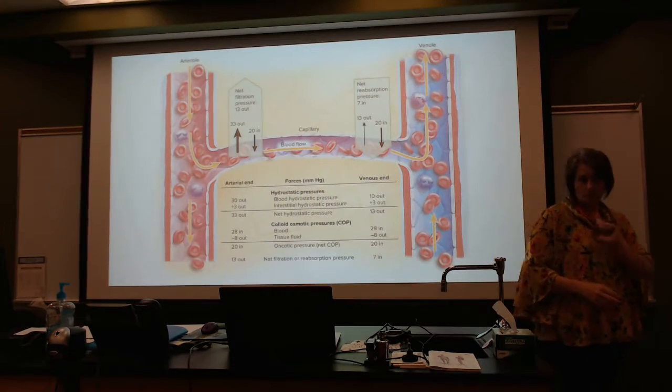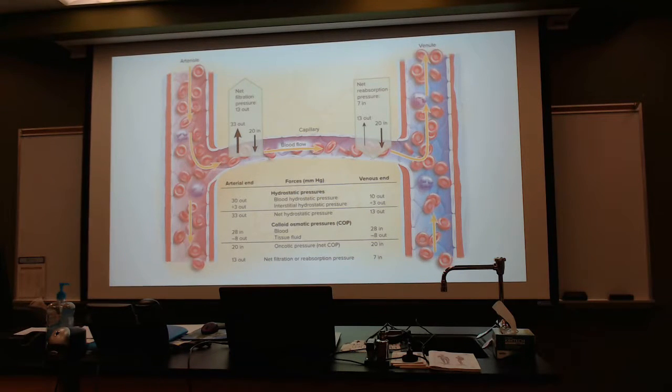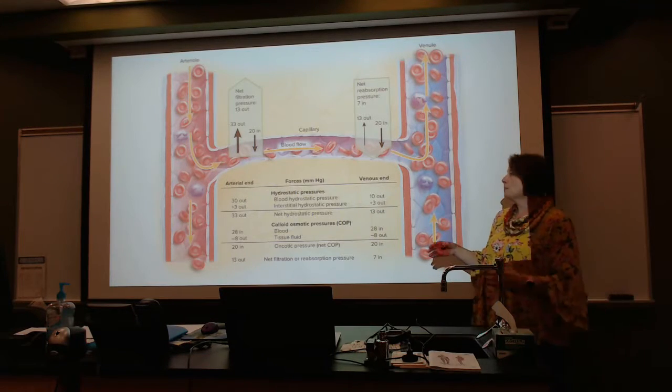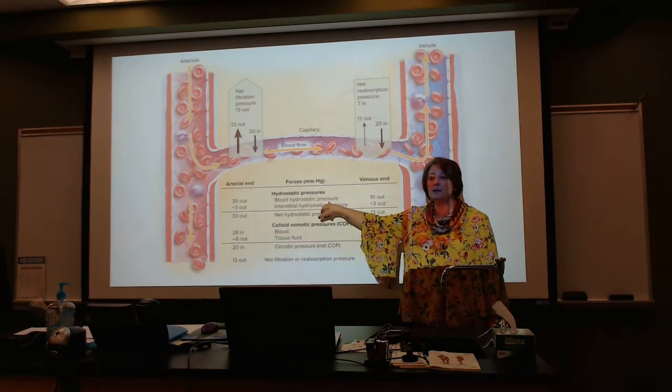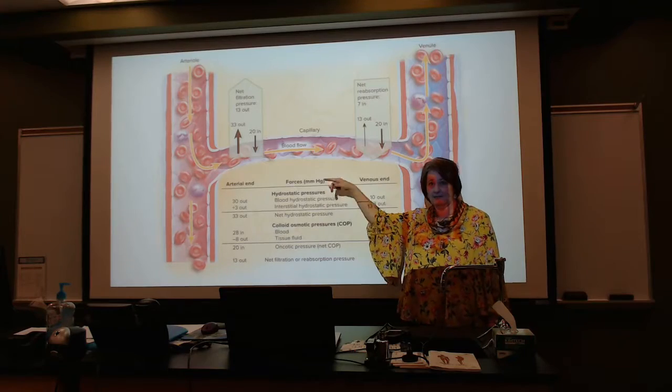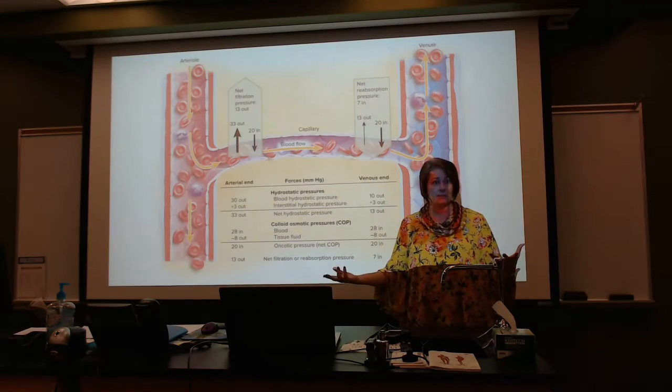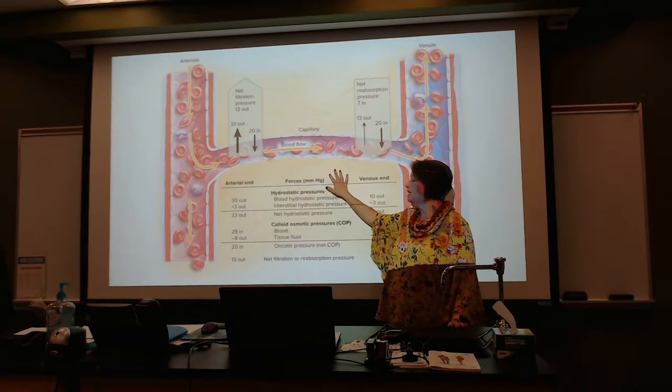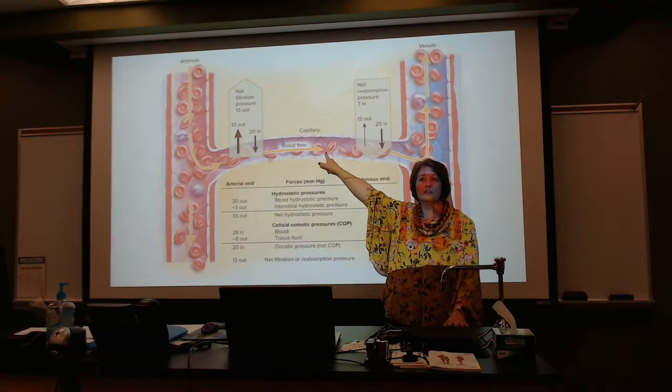The goal on the arterial end is to move out materials that are needed for the cells. The venous end, get rid of the waste. So the way that you can read this slide right here, they're letting us know that we have our hydrostatics, okay? The water, meaning we've got water in the tissues as well as in the blood.